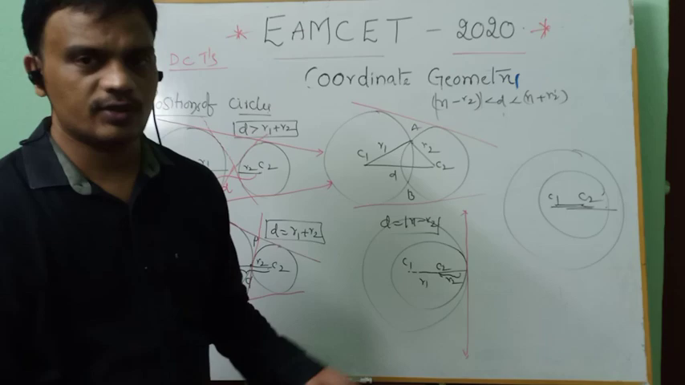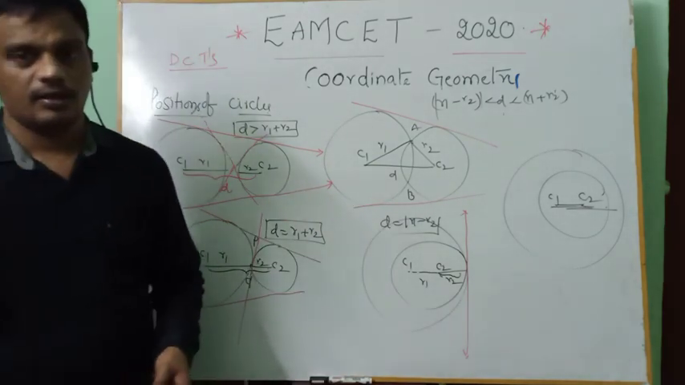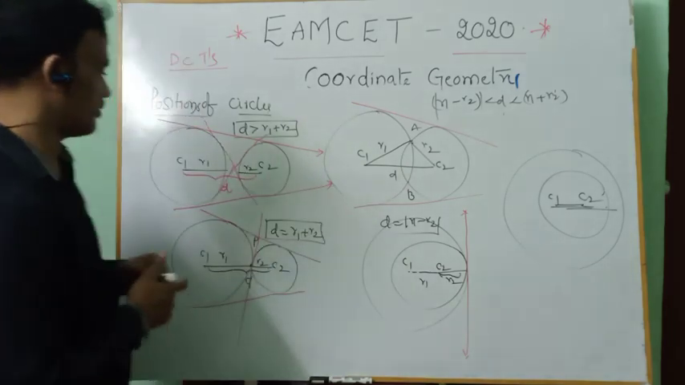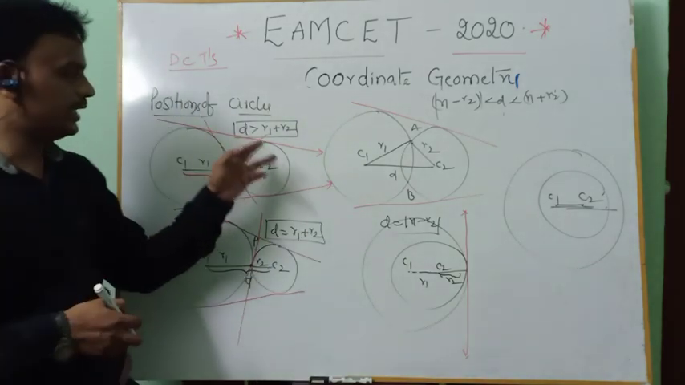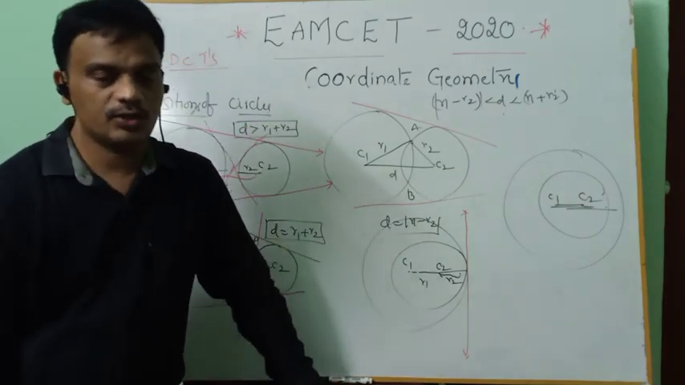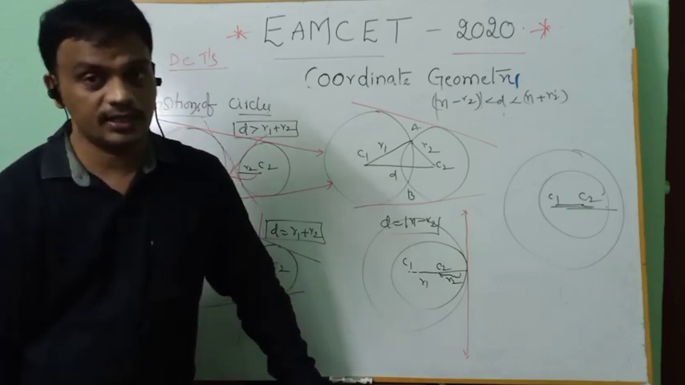What about the two circles? First of all, we don't know about the two circles. So first, I am going to find how they are, what the positions of the two circles are. What you are going to find: d, r1 and r2. What is d? d is the distance between the centres of the two circles. r1 is the radius of the first circle, r2 the radius of the second circle.